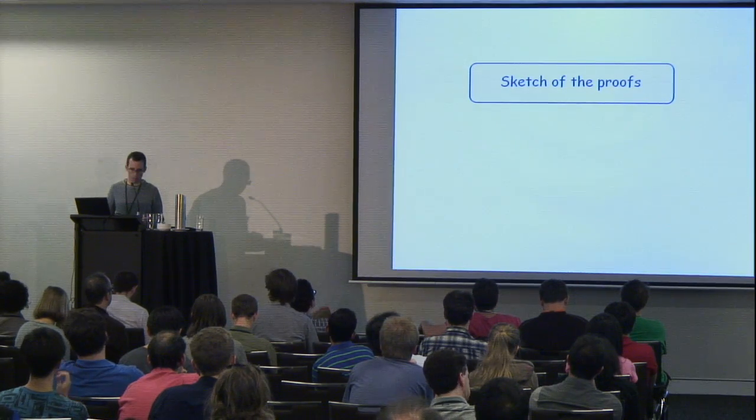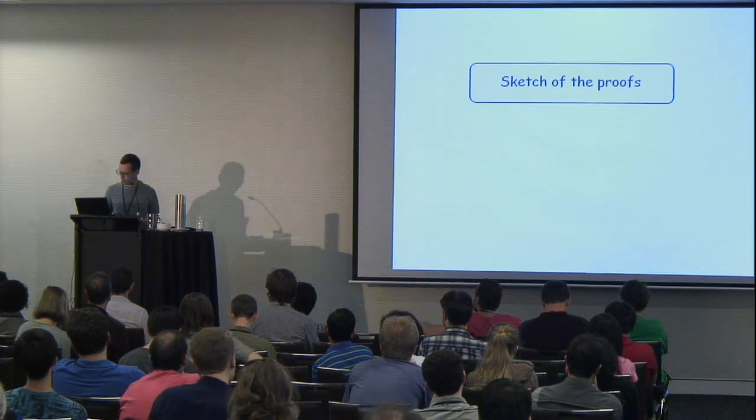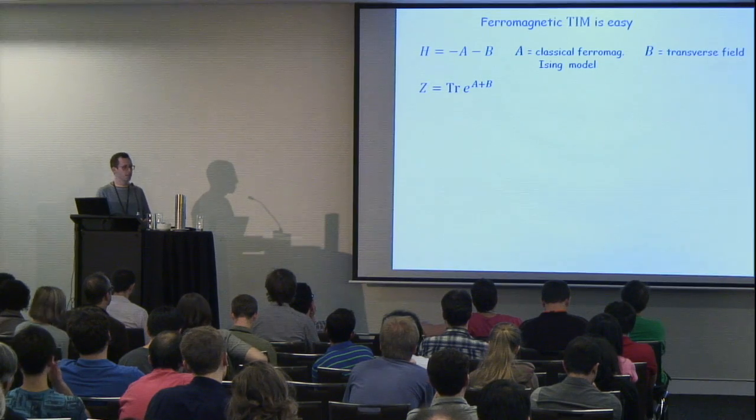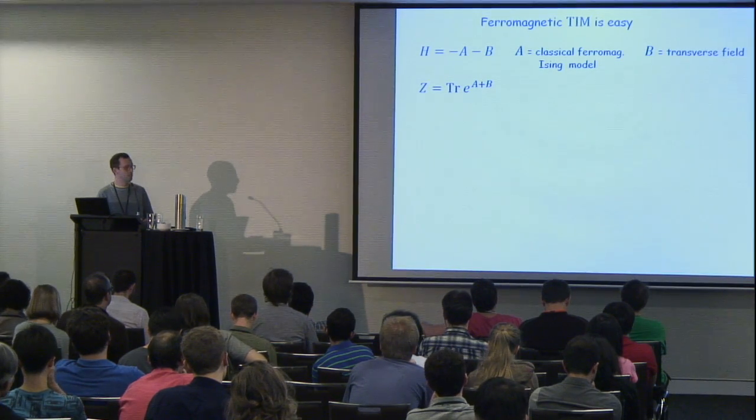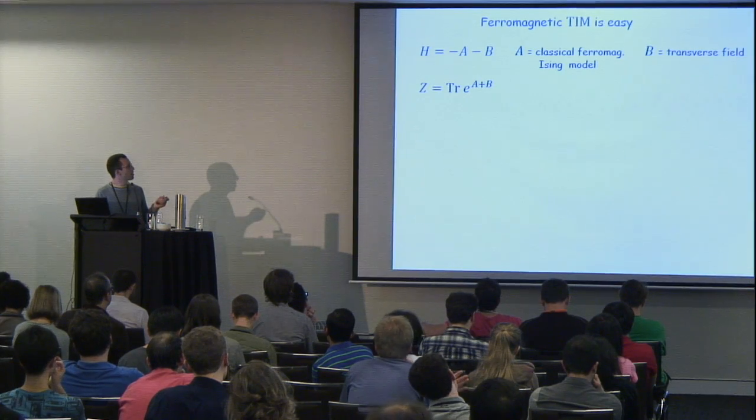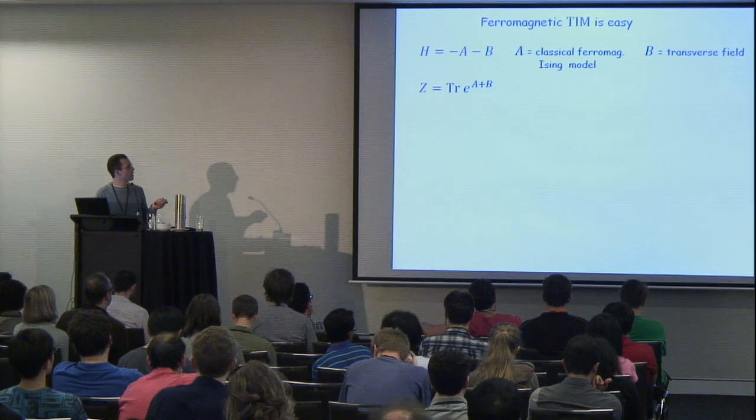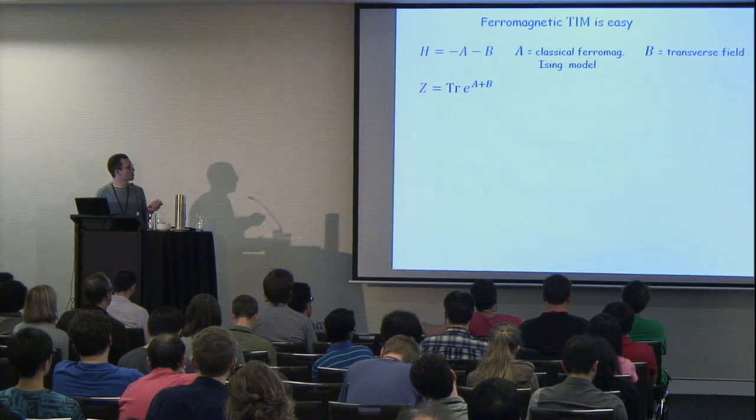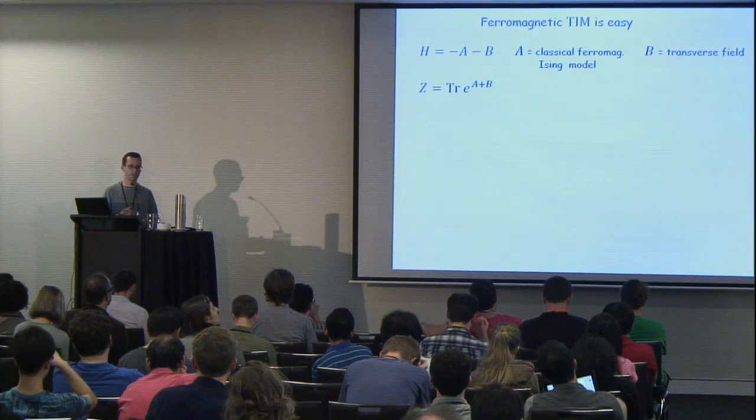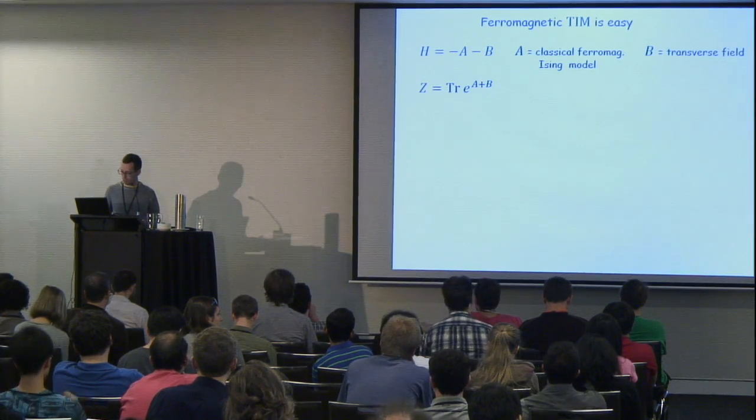Okay, so now I'm going to sketch the proofs, and we're going to go in reverse order. First I want to tell you about the algorithm for approximating the partition function of the ferromagnetic transverse Ising model. We're going to write the Hamiltonian this way. Here A is the classical piece, and B just contains the X terms, the transverse fields. And this algorithm just puts together three known facts in an intuitive way. So I think I can explain it on this one slide.